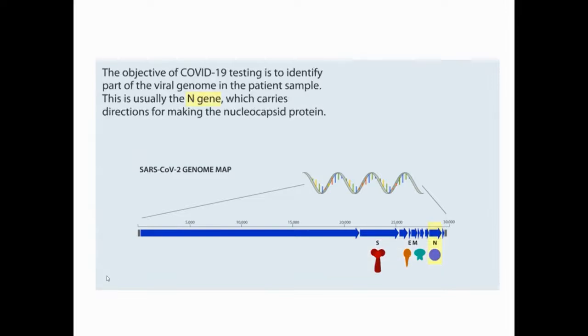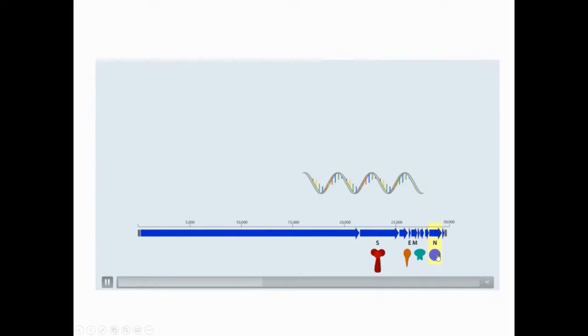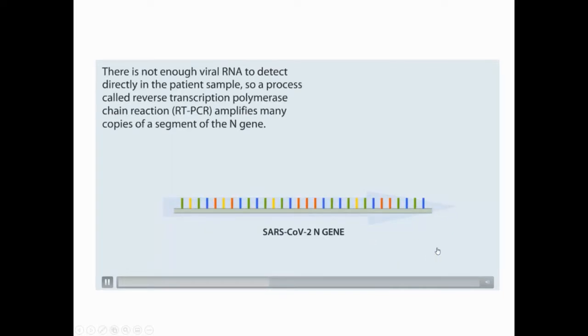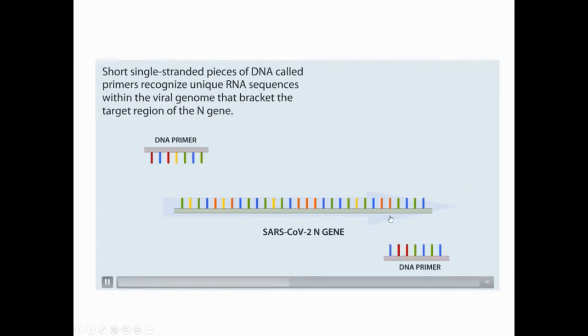The objective of COVID-19 testing is to identify part of the viral genome in the patient sample. This is usually the N gene, which carries directions for making the nucleocapsid protein. There's not enough viral RNA to detect directly in the patient sample, so a process called reverse transcription polymerase chain reaction, RT-PCR, amplifies many copies of a segment of the N gene.